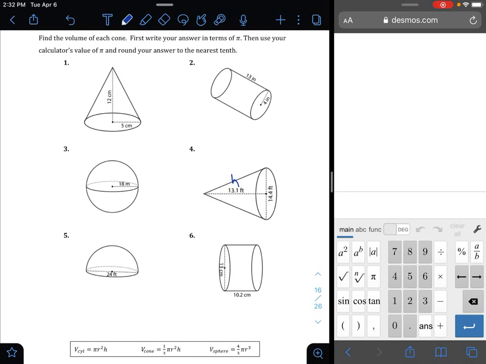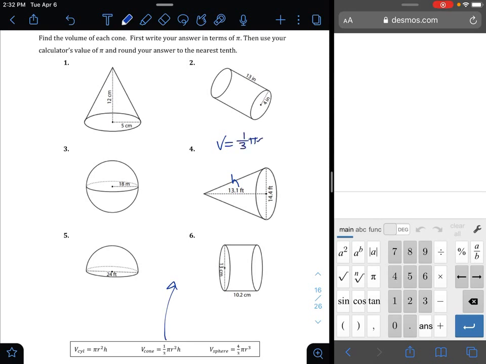So our volume of a cone is right here. We're going to use this formula for number 4. So V equals 1/3 pi r squared h. When you're showing your work, you don't have to copy down the original formula necessarily. It might not be a bad idea to put it first, but that part's not necessarily required.